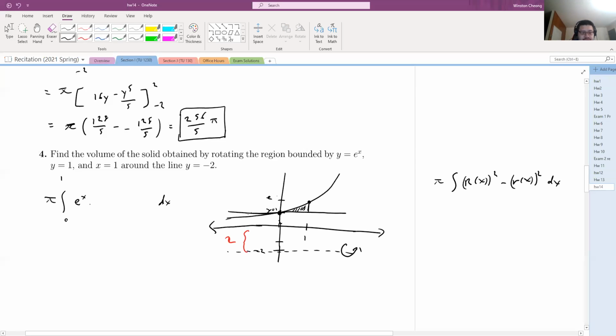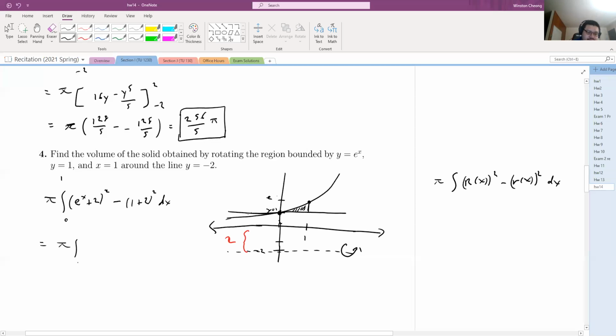So we have e to the x as our upper function, and we add 2 to that distance because we shifted the axis of revolution away by 2. That's the new big R, and we square that. And we then subtract off the small radius function, which is y equals 1, just the function 1. But we have to add 2 to that, and so we end up squaring that.